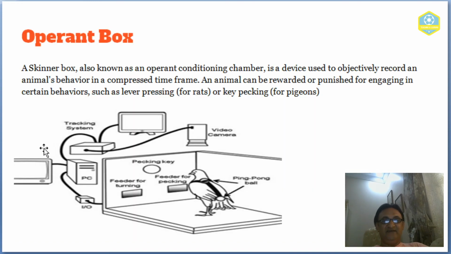If you can see here, the operant box, a Skinner box, also known as the operant conditioning box. It's a kind of device to record an animal's behavior in a compressed time frame. So he noticed how the animal, rewarded and punished, engaged in certain behavior. I'll be sharing a link to videos which explain these operant box experiments that will help you understand more.